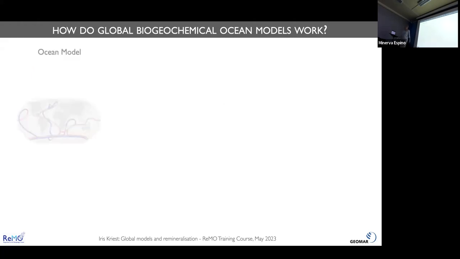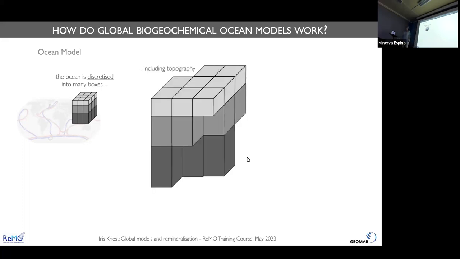So what do these global biogeochemical ocean models do? Well, this is a bit vague, but it's meant to show the ocean thermohaline circulation. Typically, we represent the ocean by a bunch of boxes. So we discretize the global ocean. And of course, the global ocean is not a cube, but we have some topography in these models. So some regions are shallower, others are deeper. That's essentially how we consider the global ocean in its spatial dimensions.